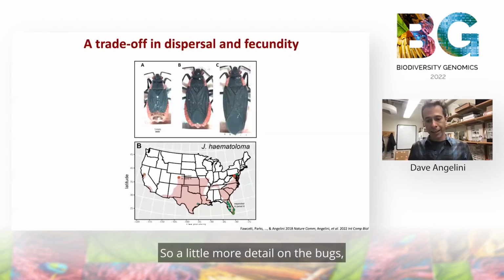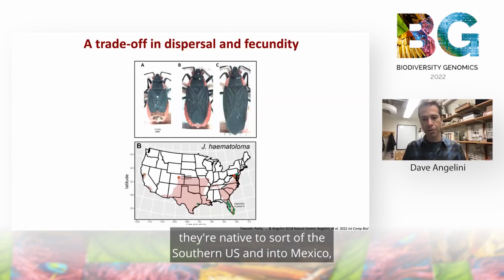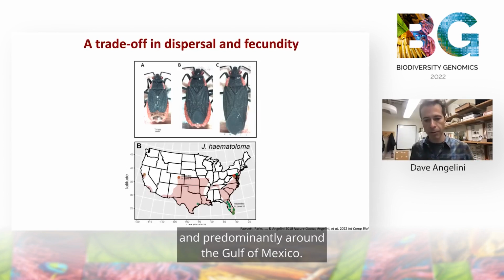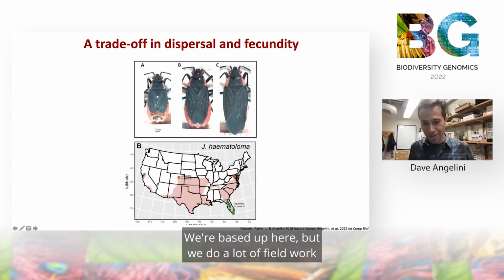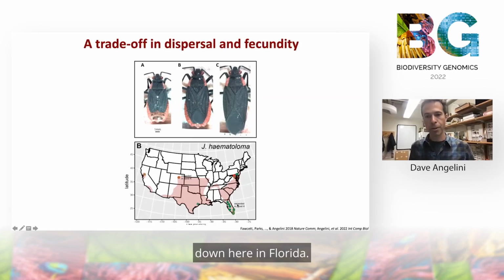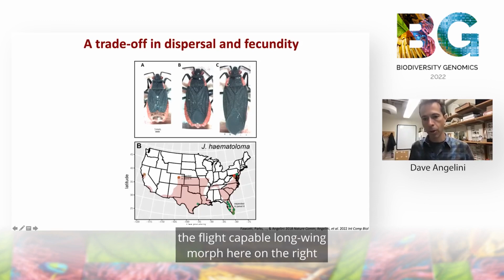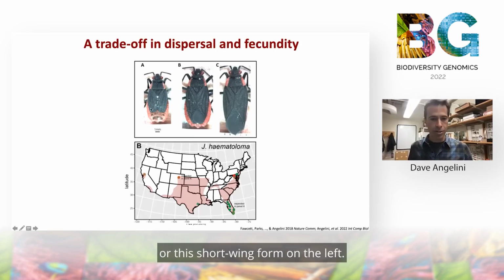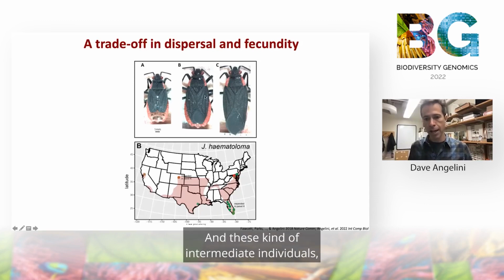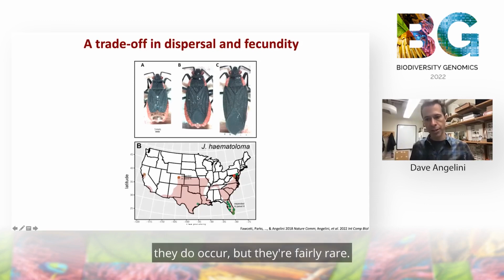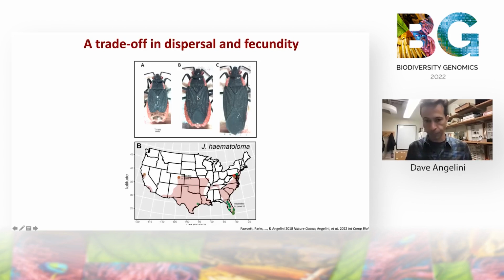So a little more detail on the bugs. They're native to sort of the southern US and into Mexico and predominantly around the Gulf of Mexico. We're based up here, but we do a lot of field work down here in Florida. And these insects, you predominantly either see the flight-capable long wing morph here on the right, or this short wing form on the left. And these kind of intermediate individuals, they do occur, but they're fairly rare.